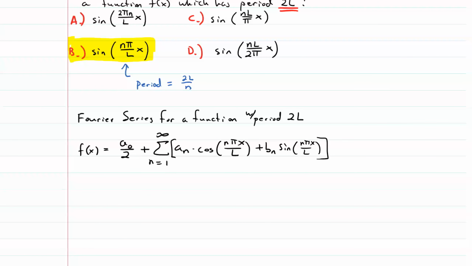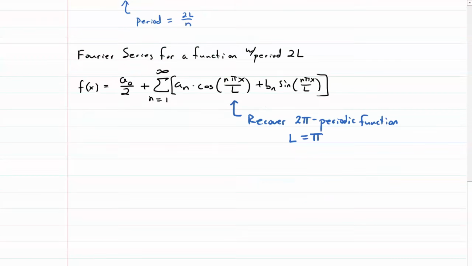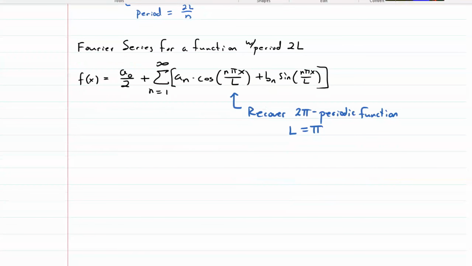Okay. So far so good. And you can check that this reduces to the previous case, the special case we've been dealing with so far. You can recover the 2 pi periodic function by setting L equal to pi. Okay, but now L can be anything, and so we have a more general formula here. How do I get the coefficients? What are the formulas for an and bn? So let's think about that.